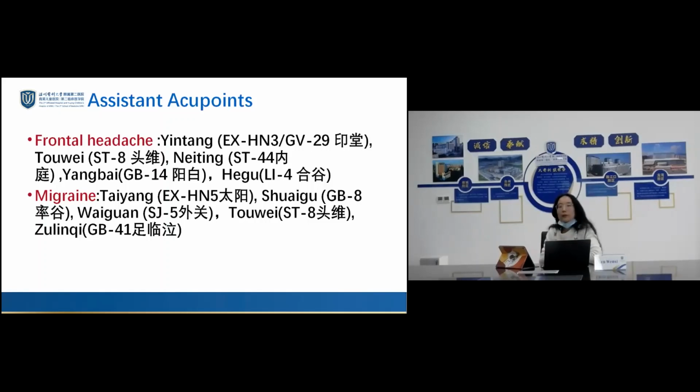And if it's a migraine, it's on the temporal side of the head, right? So we always choose the 少阳 meridians. First you can choose the extra point 太阳, extra head and neck number 5, and you choose 率谷 gallbladder 8, and the 外关 triple energizer 5, 头维 stomach 8, and the 足临泣 gallbladder 41.